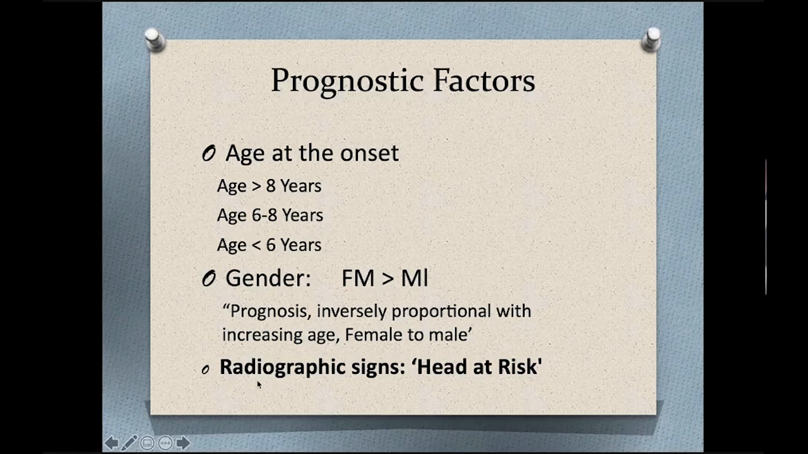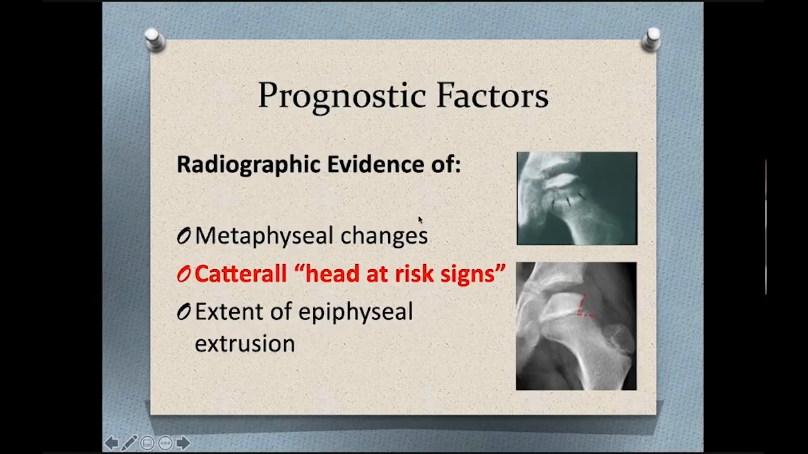And then there are certain radiographic signs. We call these head at risk signs. If they are there, then the prognosis is not good. So here I can show radiologically, and we will discuss in detail what these head at risk signs are, because our students, when they appear in exams, cannot explain these findings. Therefore, I will concentrate mostly on how these signs appear.